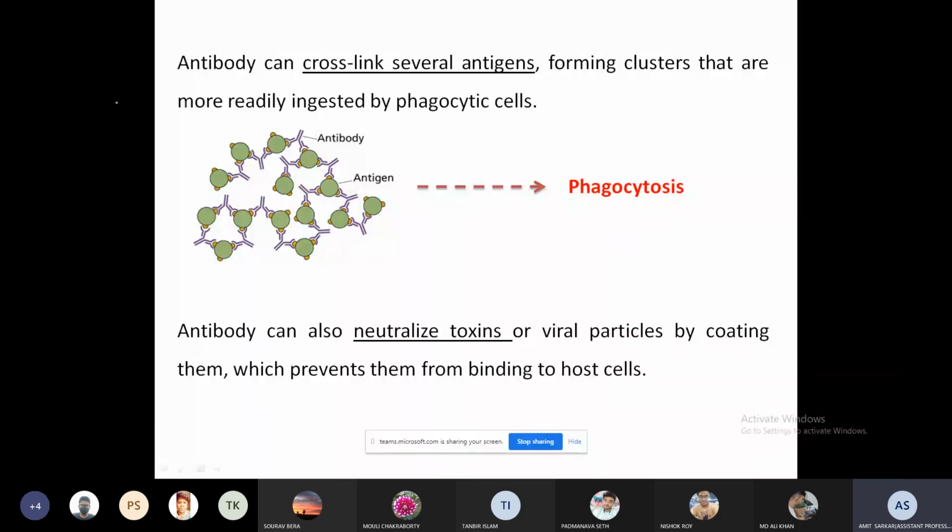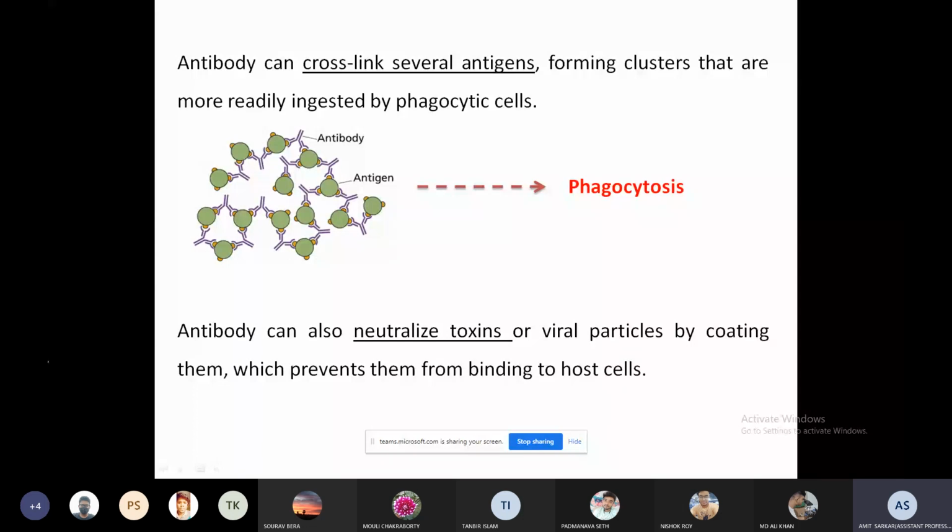So they are cross-linking the antigen. Another thing antibody does is that when it is coating the antigen, the bacteria cannot move much. They lose their mobility. They cannot move from one place to another, so they also cannot replicate. That is also one type of neutralization.